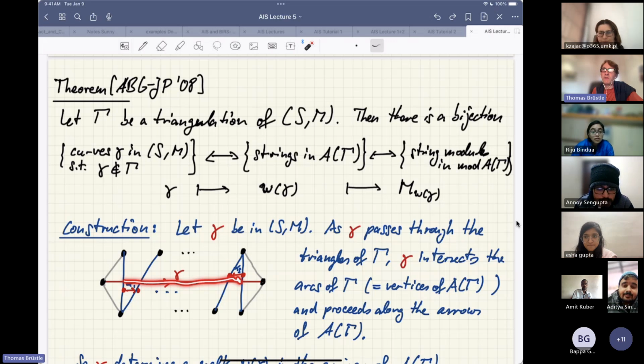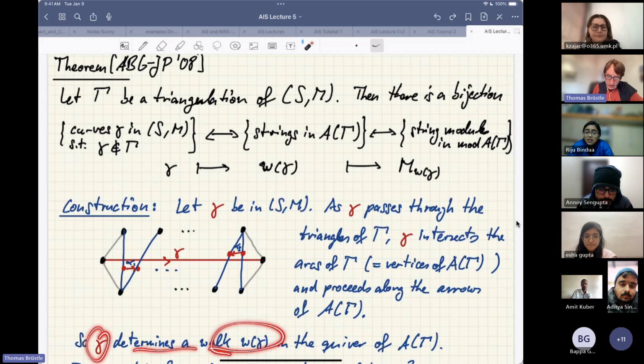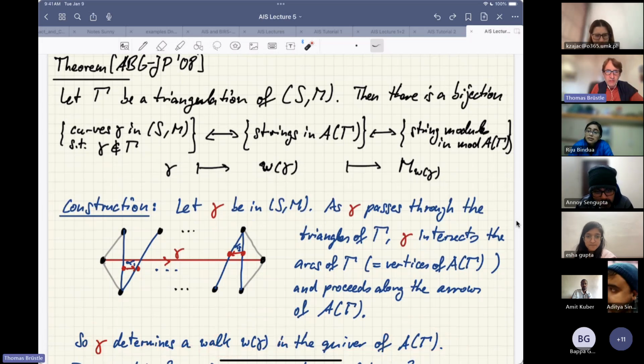And now you can help me. Did you pay attention last week? Is any such path a string? No, we have to verify some conditions, right? What are some conditions that we need to verify? So this gamma determines a walk in the quiver of this algebra. Anyone wants to tell me? Is any walk a valid string?